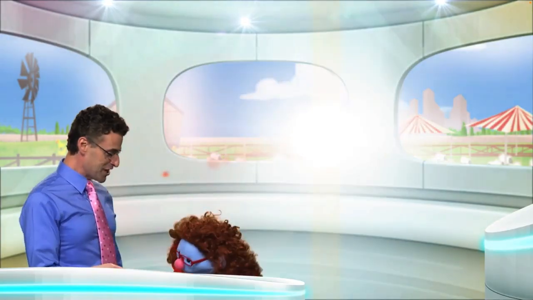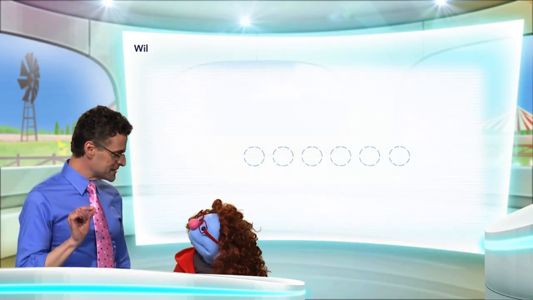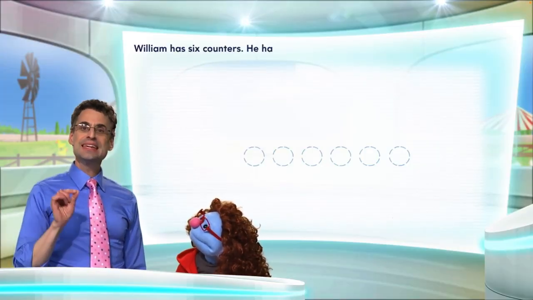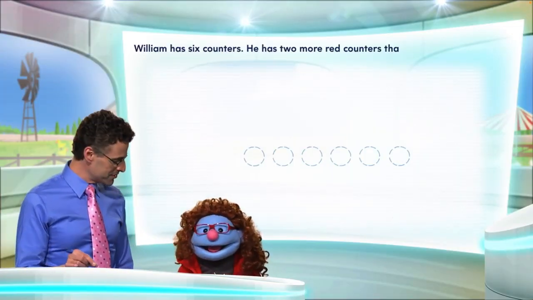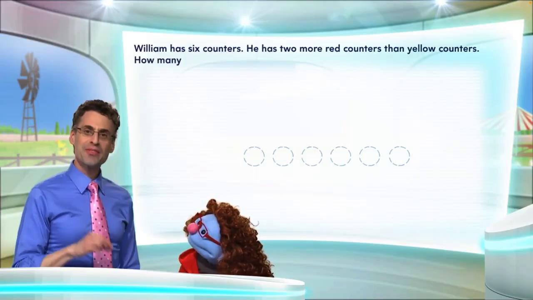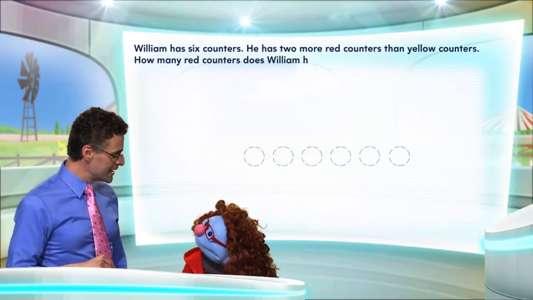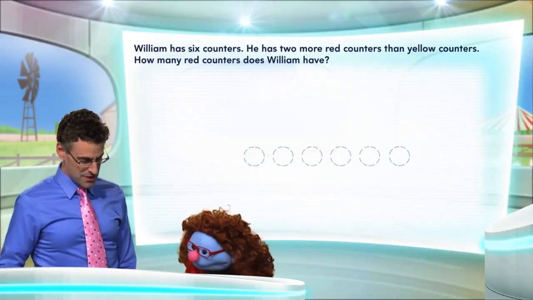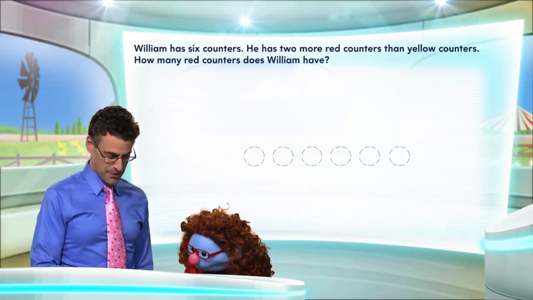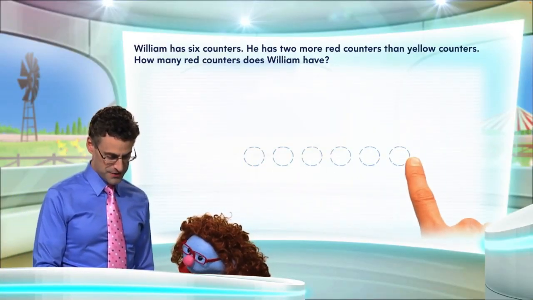Oh, great. Here, check this out. William has 6 counters. He has 2 more red counters than yellow counters. And the riddle is to figure out how many red counters he has. A little sneaky, right? Let's take a look at it together. So he has 6 counters, so I'm going to represent them right here. 1, 2, 3, 4, 5, 6.